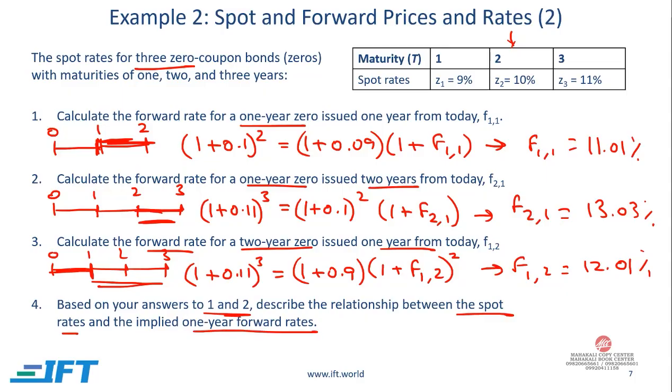Based on your answers to 1 and 2, describe the relationship between the spot rates and the implied 1-year forward rates. So if you look at the spot rates, they are increasing. The 1-year spot rate is 9%, 2-year is 10%, and 3-year is 11%. And if we look at the implied forward rates, the forward rate from the end of year 1 to the end of year 2 is 11%. Then for this period, it is 13%. So notice that the forward rates are increasing. And this tells us something. A higher forward rate will also pull up the spot rates. And we'll discuss this in more detail later.